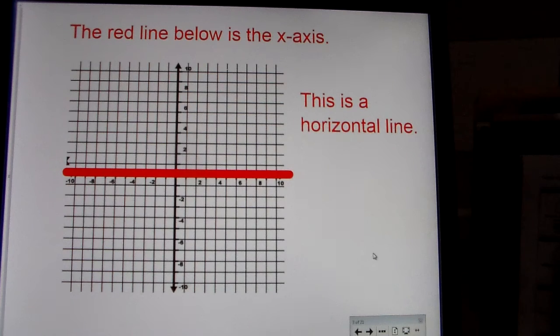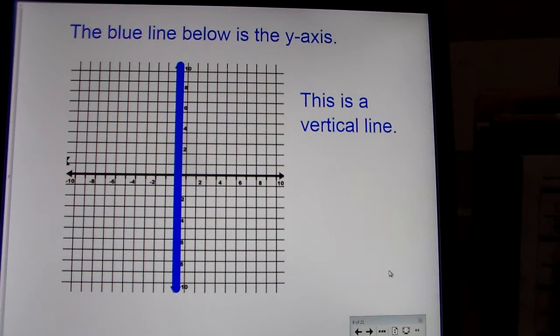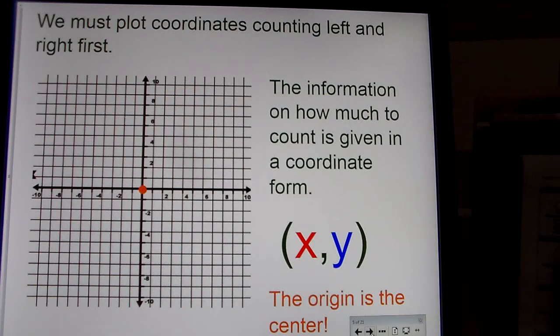This red line represents the x-axis. It's the horizontal line going from -10 to +10, going left to right here. This is the horizontal line, or aka the x-axis. Right here is the y-axis. This is a vertical line, where it's going up and down. So the y-axis is right there in the middle. So these are the two lines that are in the middle of your graph, the x-axis and the y-axis.